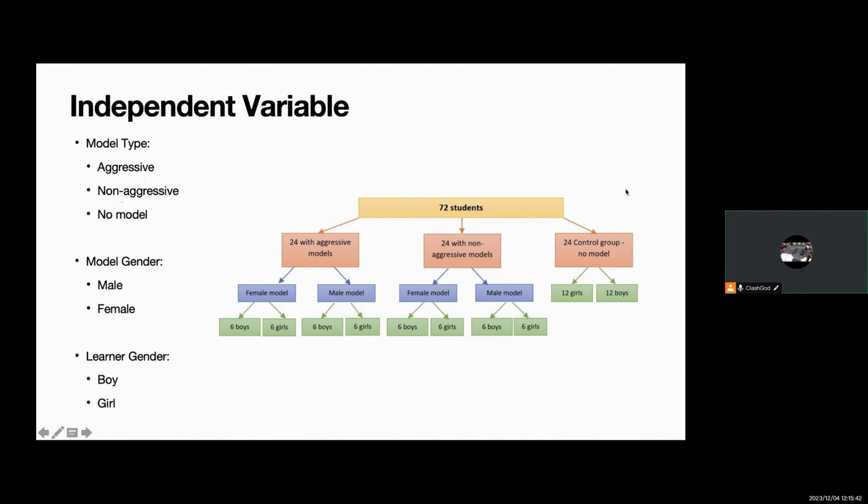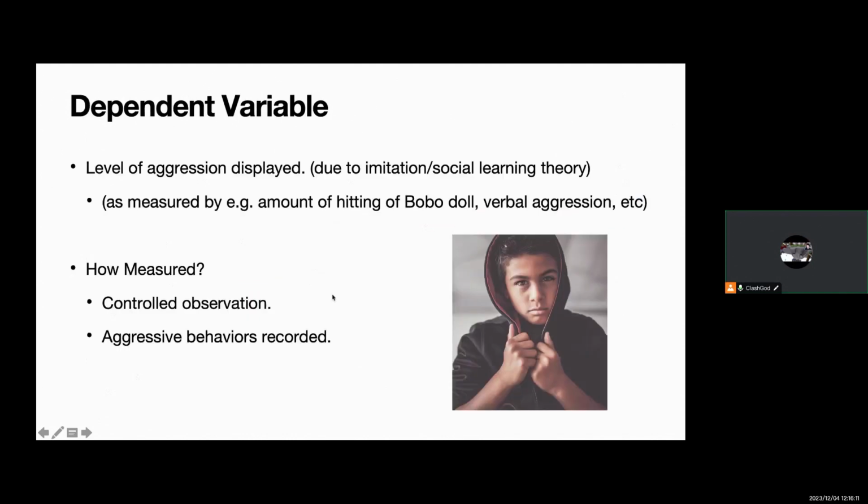So this is how the 72 students are split up in this sample of 72. That's why we needed 72. We first split it into 3 model conditions. And then for each model condition, there were female models and male models, except for the control group, which had no models. And the reason why there's no female and male model group for this no model control group is because obviously there's no models, so it can't be split into female and male model.